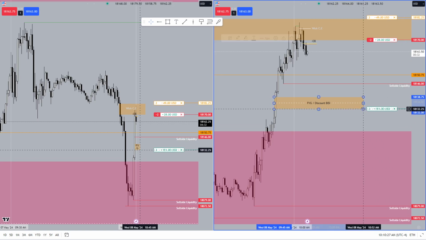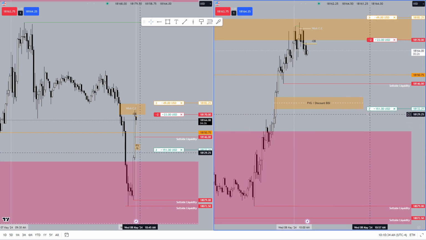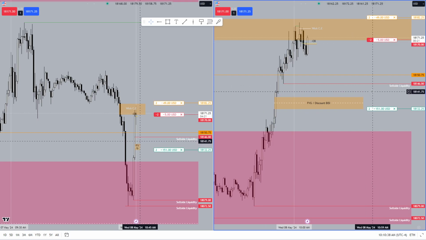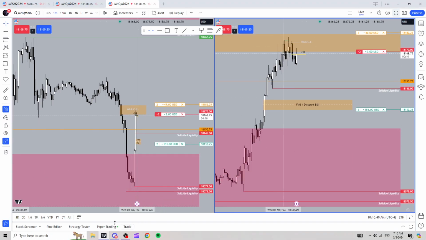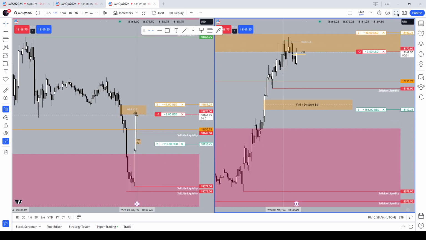Overzealously, I would like to take my final take profit here, maybe at the consequent encroachment of this. But there's no need to be greedy, and so I'll take one partially off right here. Should we get there? Also going to show you guys the account. Yeah, right now we're at 99.66, and so our risk management is perfectly fine for this trade.